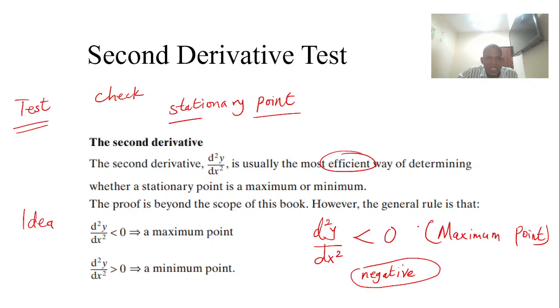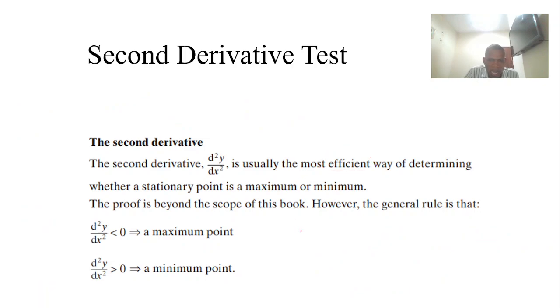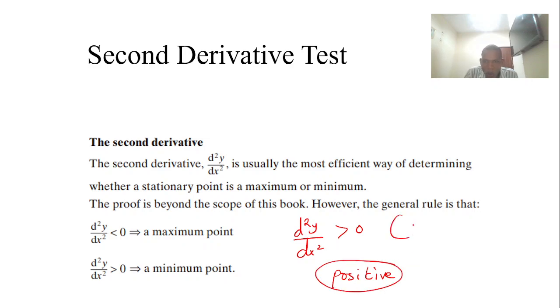But if your second derivative is greater than 0, which means it is positive, then what you have there is a minimum point. That's all. So just have that in your mind, please. That's how to use the second derivative test. Very important. So these are what you need.